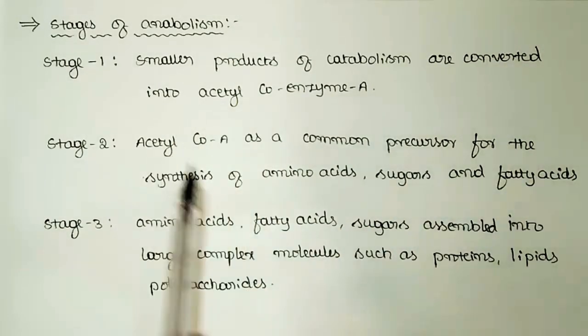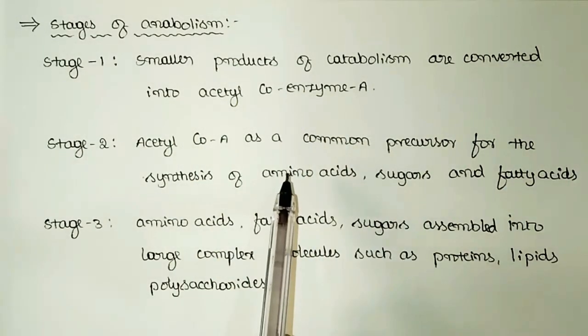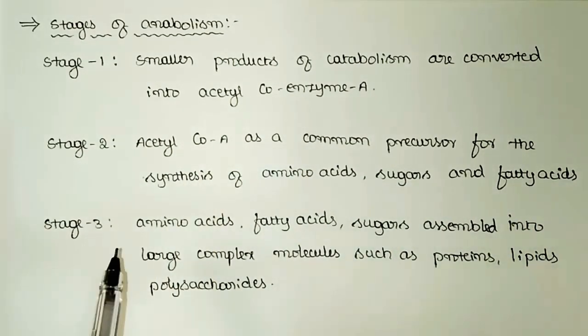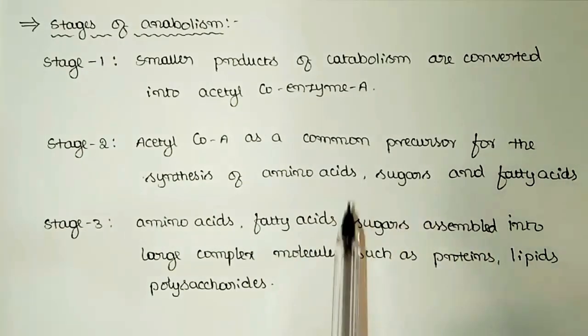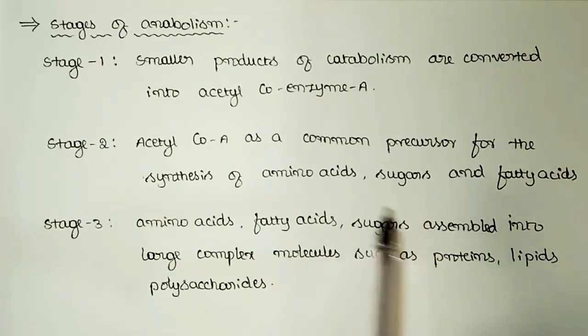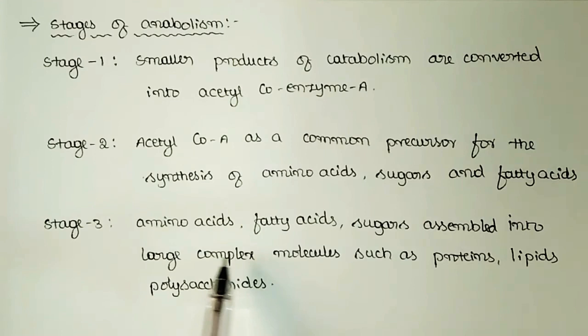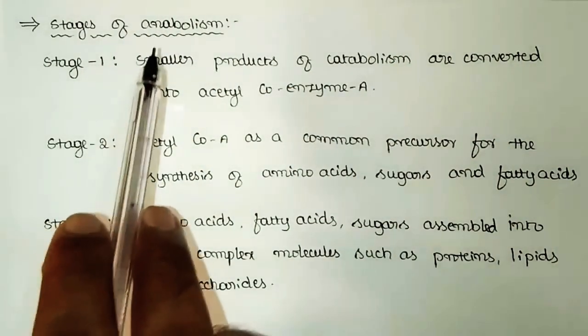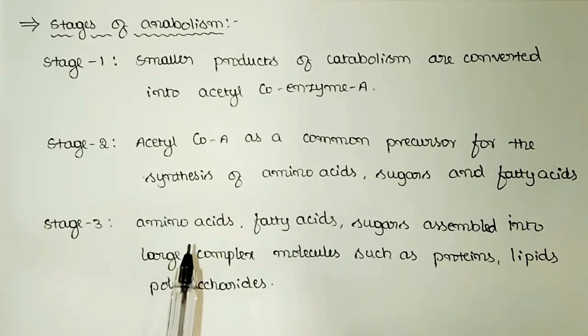And from these amino acids, sugars and fatty acids that are obtained from acetyl-CoA will get reassembled in a specific and required pathway so as to produce the larger complex molecules such as proteins, lipids and polysaccharides. So these are the three stages that will be observed in the case of anabolism.